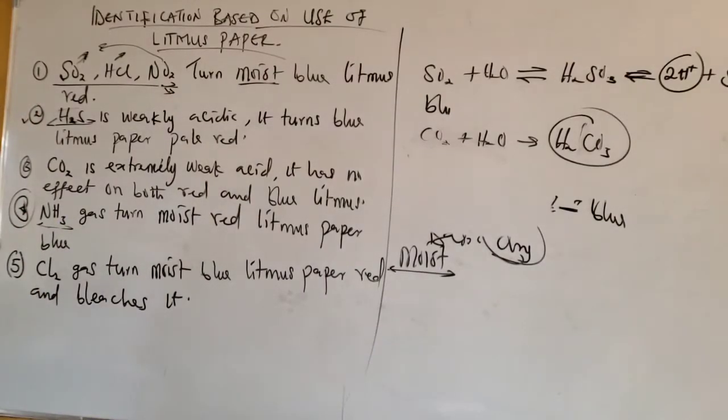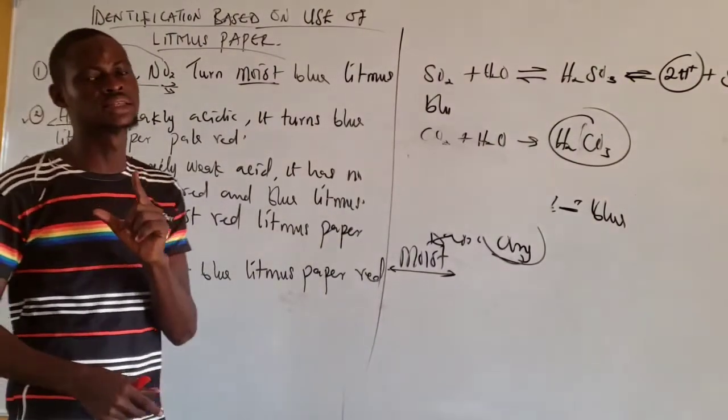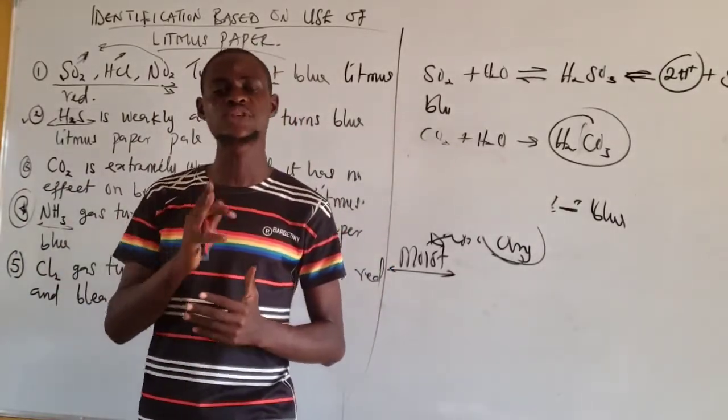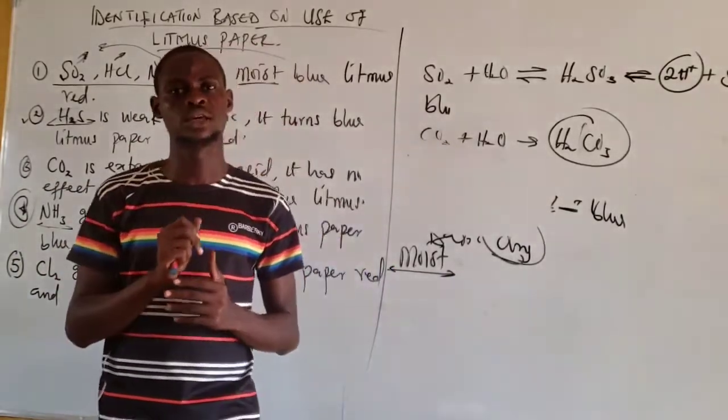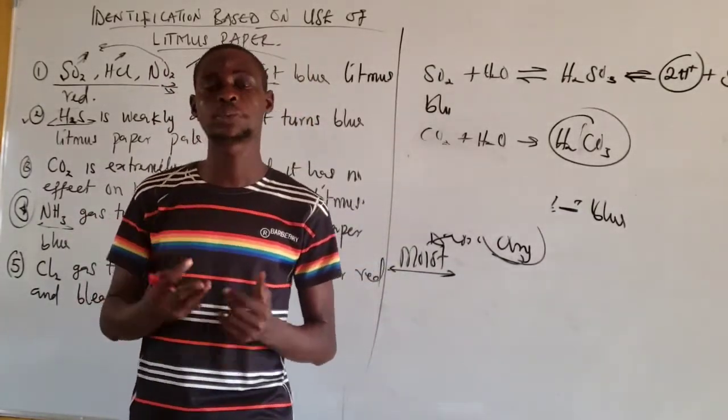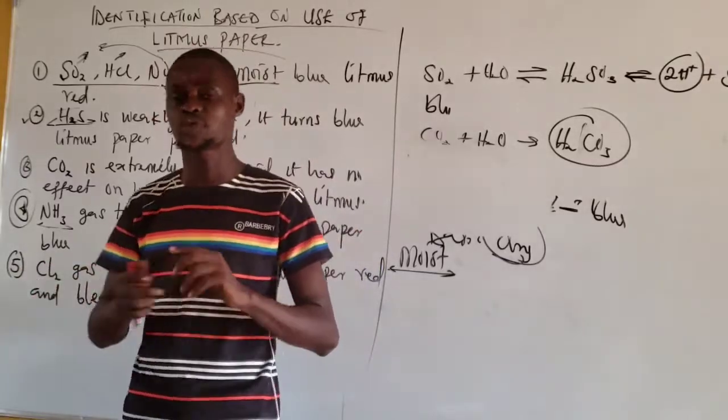But there is a problem about this chlorine gas. The only problem is that, to show that chlorine gas is present in a substance, you can easily identify it because of its bleaching property. You can use the bleaching property of chlorine to identify it in a substance.